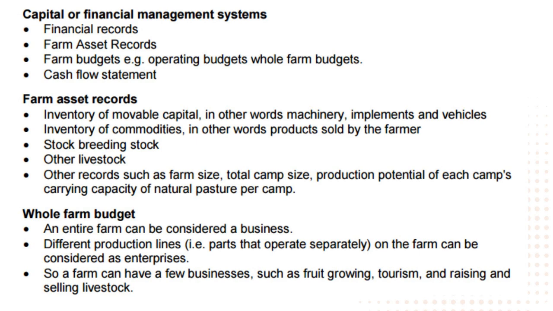Whole farm budget. An entire farm can be considered a business. Different production lines, i.e. parts that operate separately, on the farm can be considered as enterprises. So a farm can have a few businesses, such as fruit growing, tourism, and raising and selling livestock.